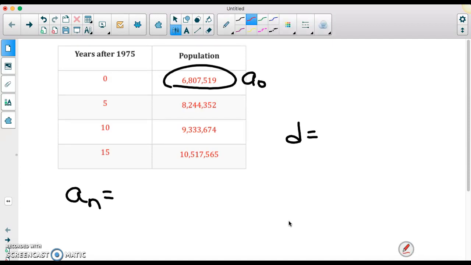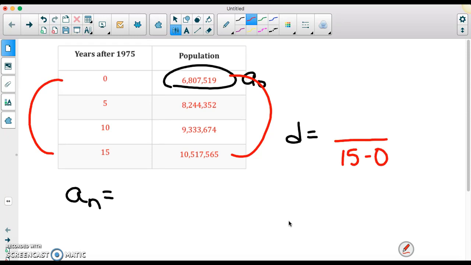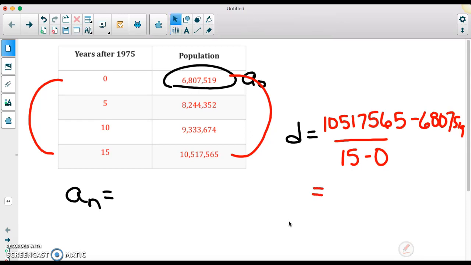To find an average common difference, I'm going to do this minus this divided by this minus this. So my denominator would be 15 minus 0. My numerator is going to be these two very large numbers subtracted from each other. Oh no, I'm going to run out of room. Okay, so plugging that into my calculator, I get a common difference.